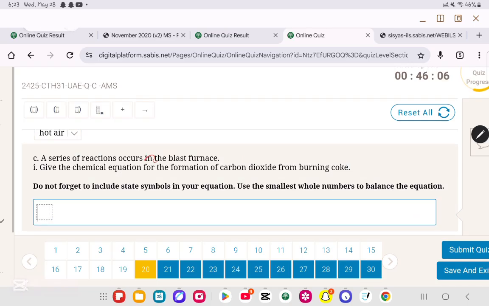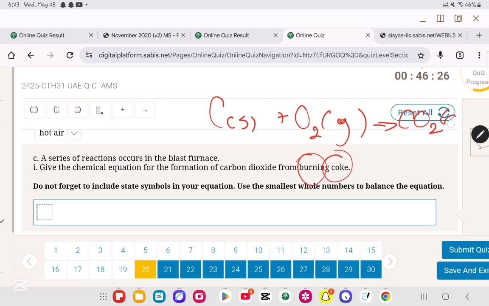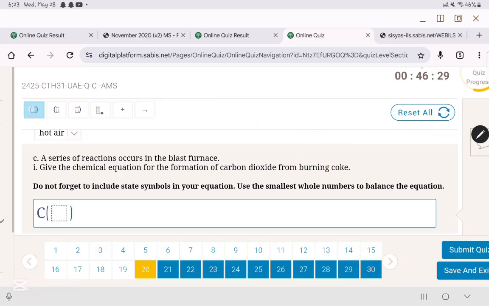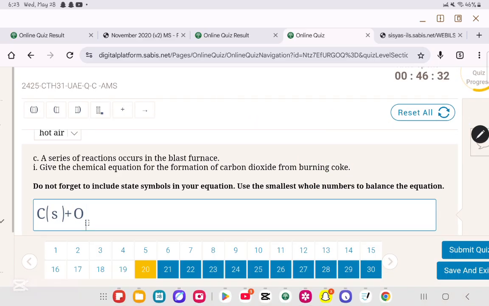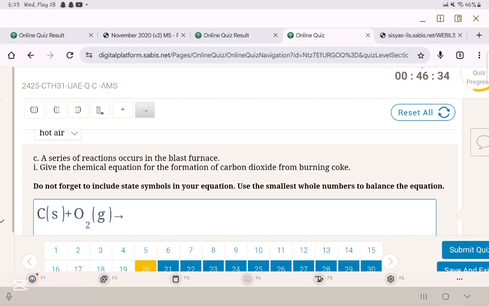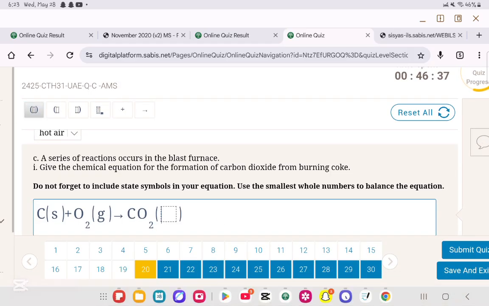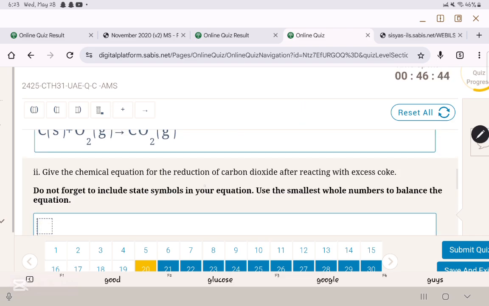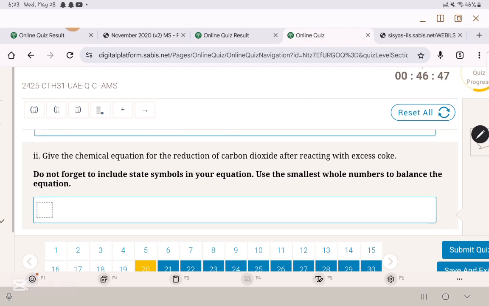First thing, they want us to write the chemical equation of carbon dioxide from burning coke. So burning coke, we know it's carbon solid. It will react with O2 gas, because remember, whenever you see burning, you will know that oxygen is involved. So carbon solid will react with O2 gas to produce CO2 gas. Very simply. Okay, we move on to part 2. Give the chemical equation for the reduction of carbon dioxide after reacting with excess coke.